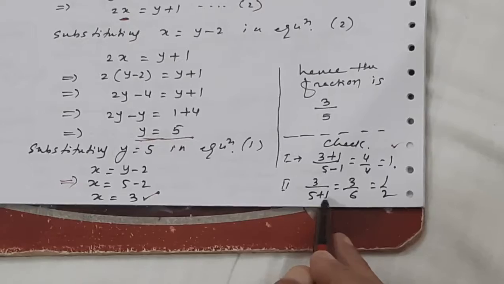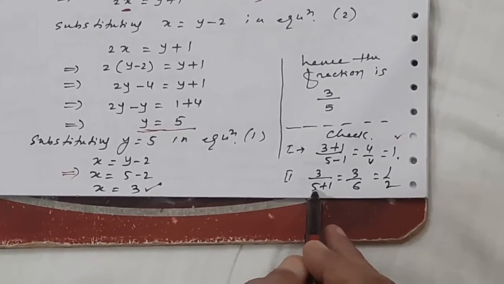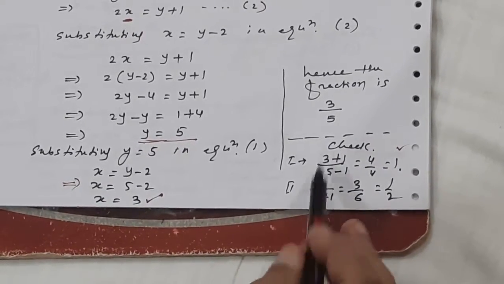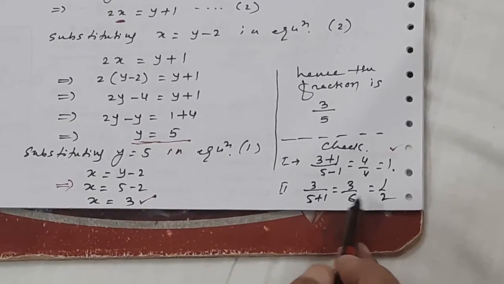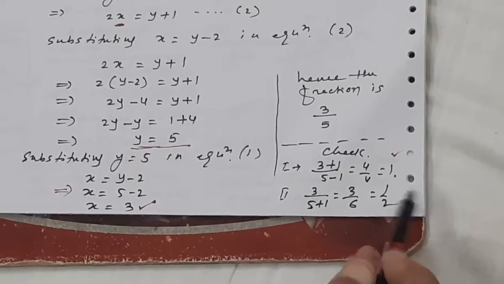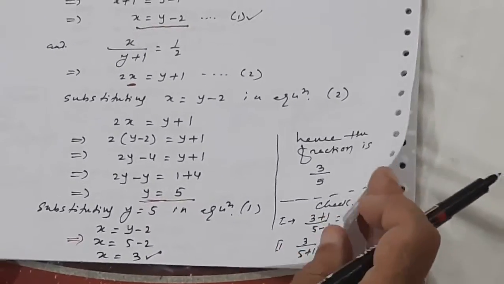Now we are adding 1 to the denominator. So our fraction's denominator is 5. 5 plus 1, so it becomes 6. 3 upon 6 is 1 upon 2. So our condition number 2 is satisfied.